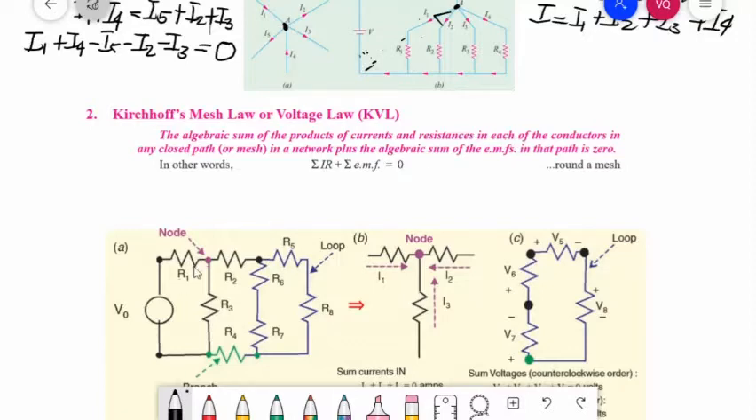So it is the voltage drop of a resistor in a conductor plus the algebraic sum of the EMFs or the sources in a path is 0. In a closed loop, all the voltage drops and the voltage sources in a given circuit, you add them all. That is Kirchhoff's voltage law. It is the summation of IR or the drops in your resistances plus the summation of EMF or voltage sources is equal to 0.